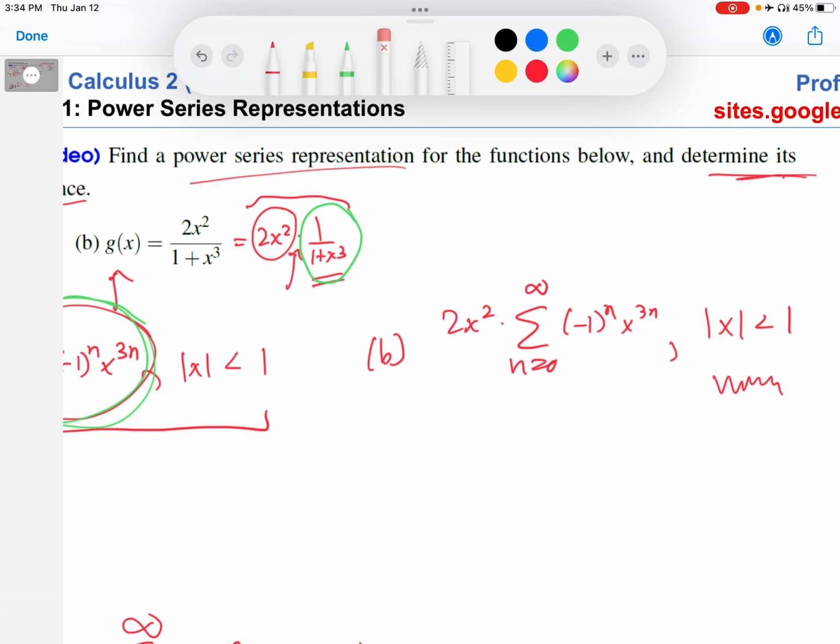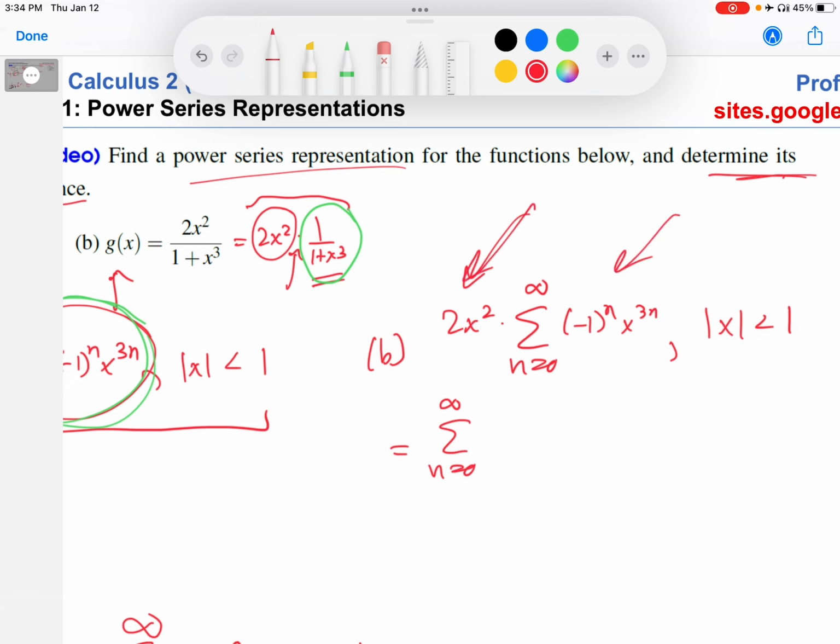So you might wonder, what about this 2x squared? Am I done? Is that the end of the problem? And yes and no. It would be nice if we wrote this as a single power series, or in other words, not as a function of x times a power series.